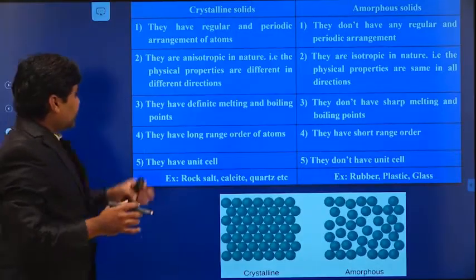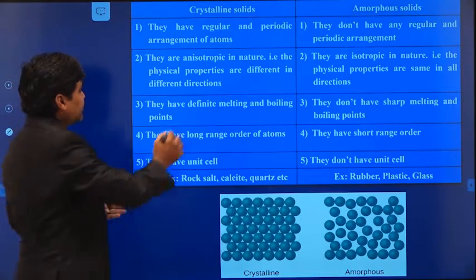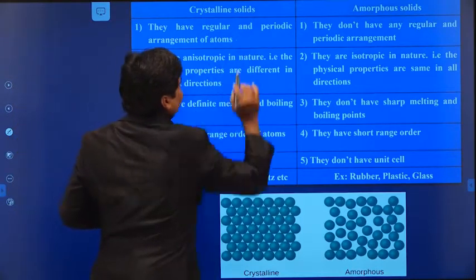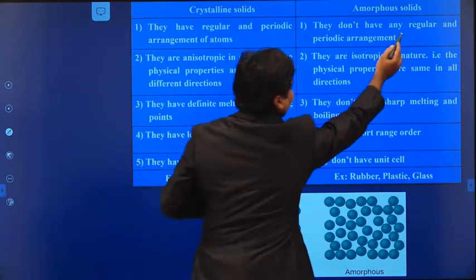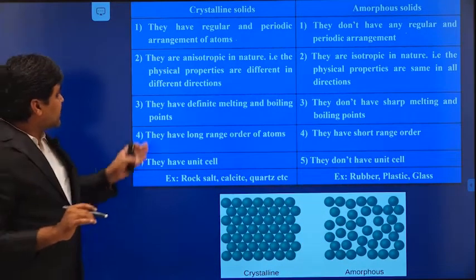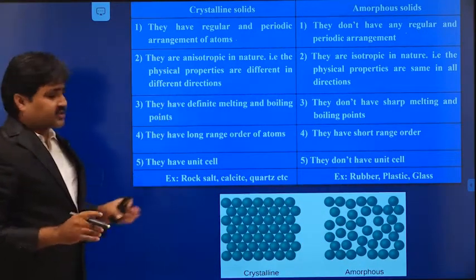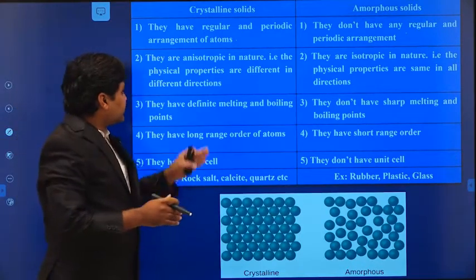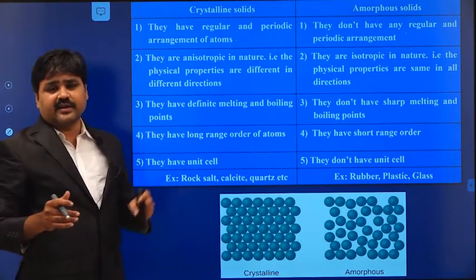Coming to the differences, crystalline materials have a regular and periodic arrangement, and amorphous solids have a non-regular and non-periodic arrangement. Crystalline materials are anisotropic in nature. What is meant by anisotropic? It means the physical properties are different in different directions.